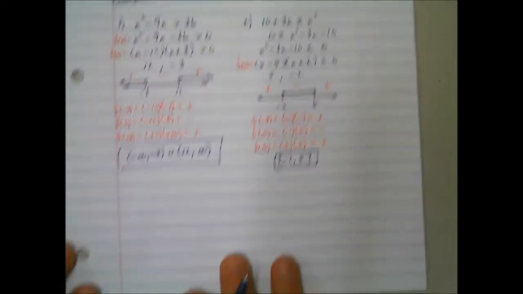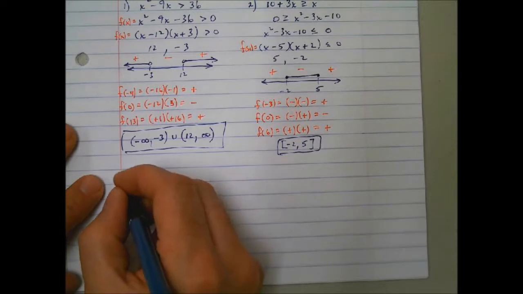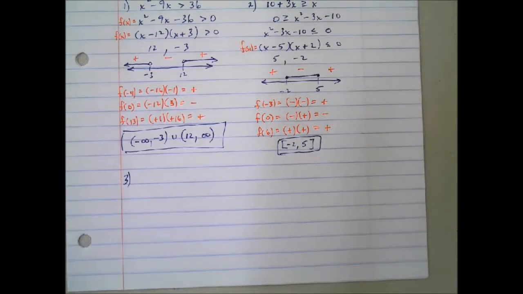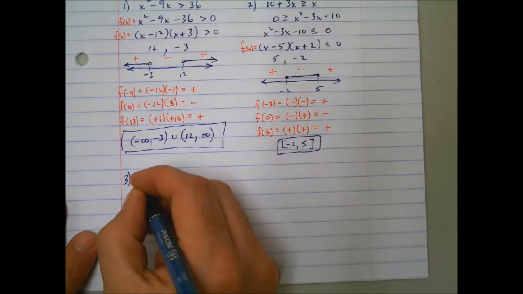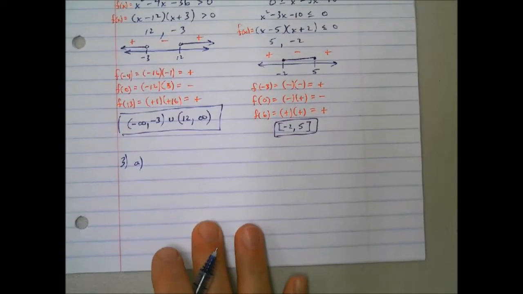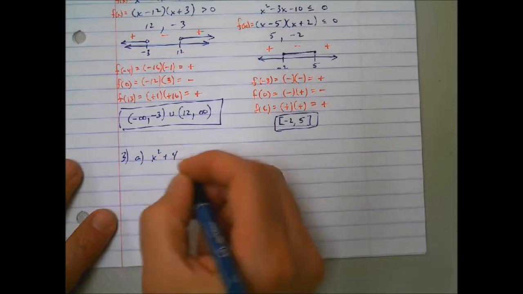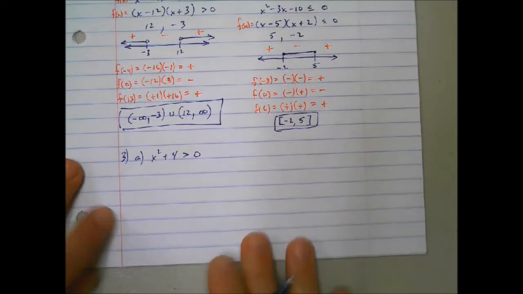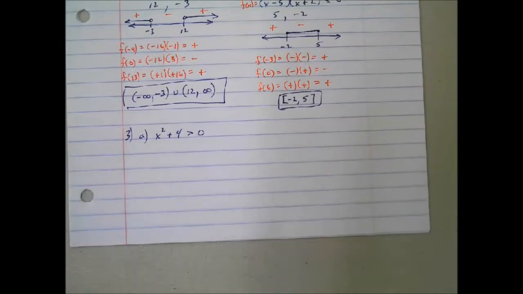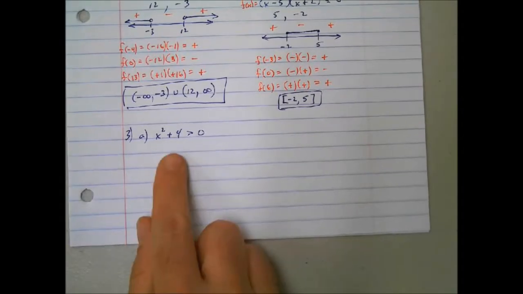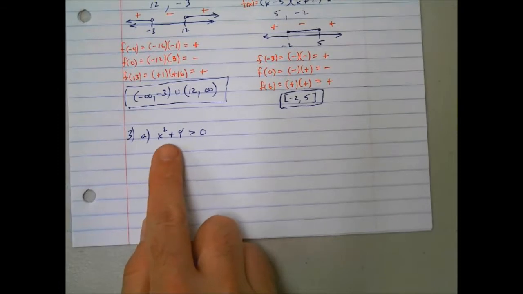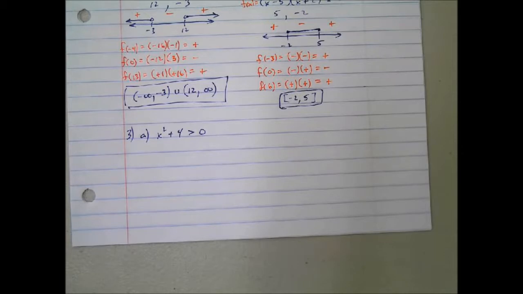Okay, so moving on. Problem number 3. We actually have 3a and 3b. So x squared plus 4 greater than 0. Now, it does not factor. We could get critical numbers out of there. If you think about it, we'd actually get imaginary numbers to get zeros out of there.